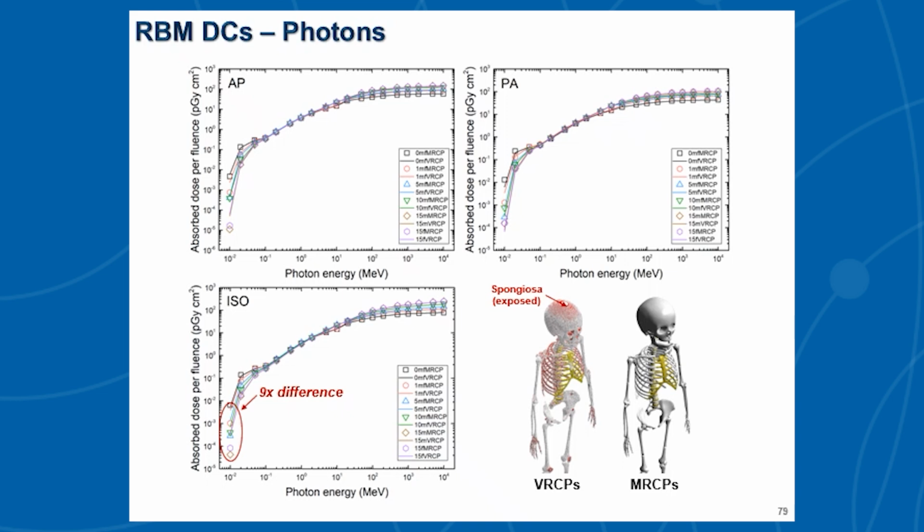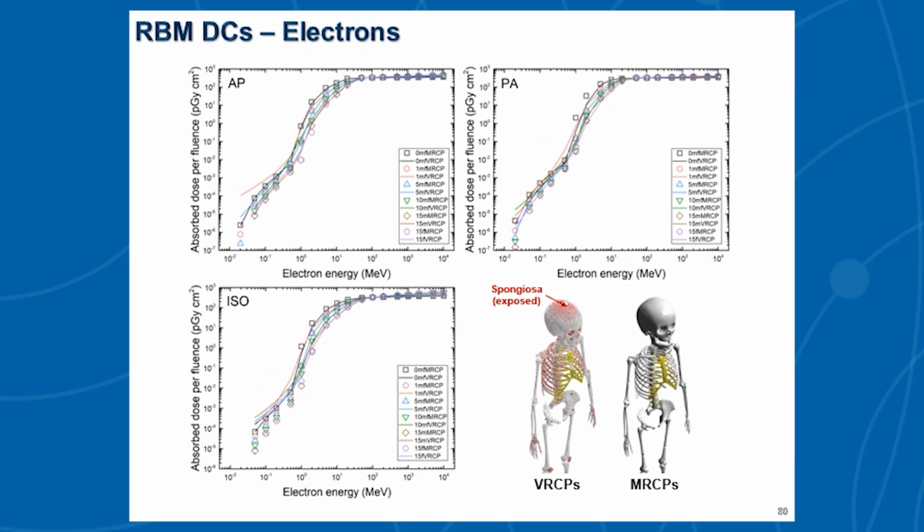This is because, unlike the voxel phantoms, the spongiosa is fully enclosed by high-density cortical bone in the mesh phantoms. For electrons, the shielding effect of cortical bone became even more pronounced. As a result, significant differences were observed over a wide range of energies, with the maximum difference reaching up to 55 times at low energies.